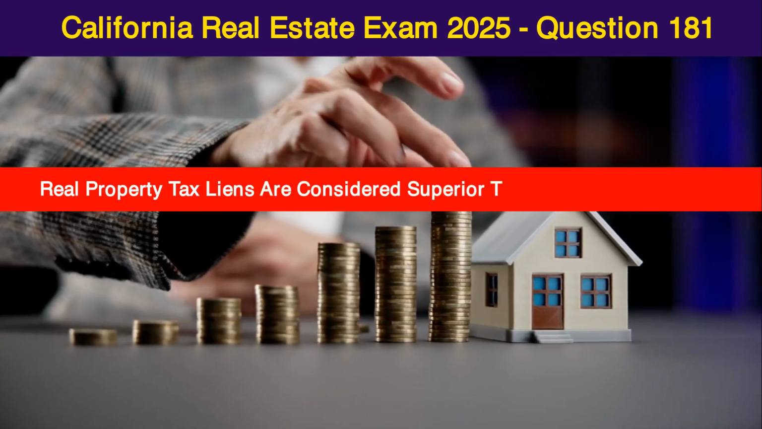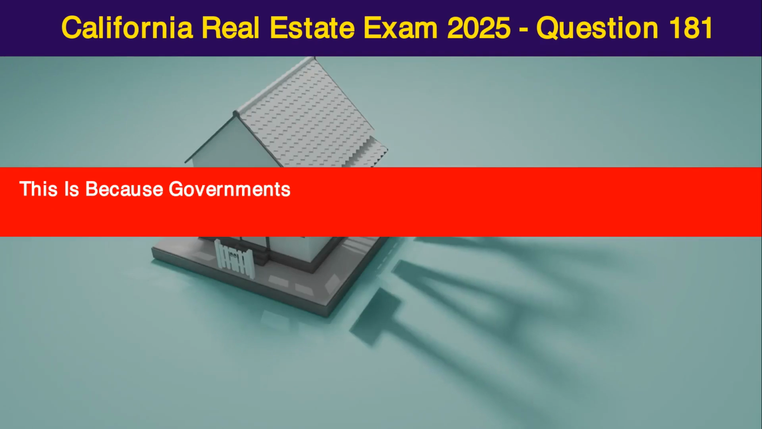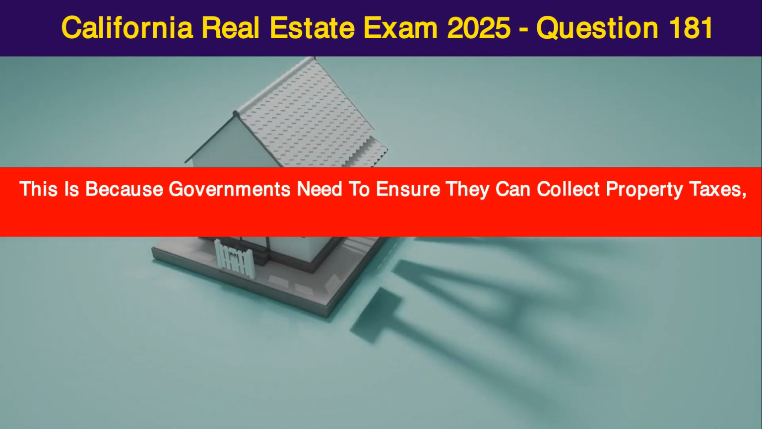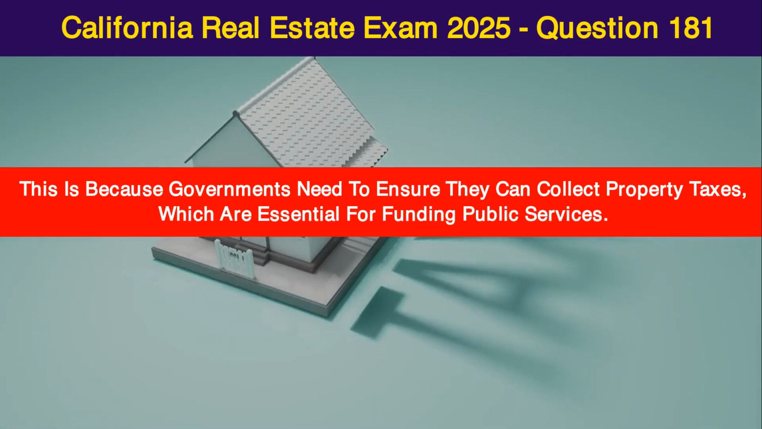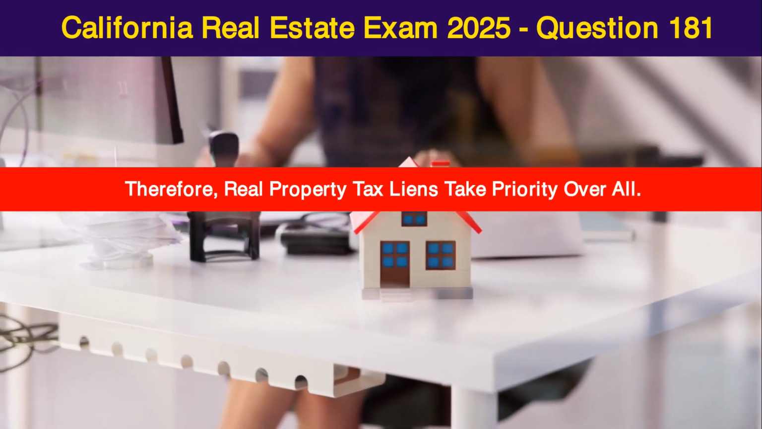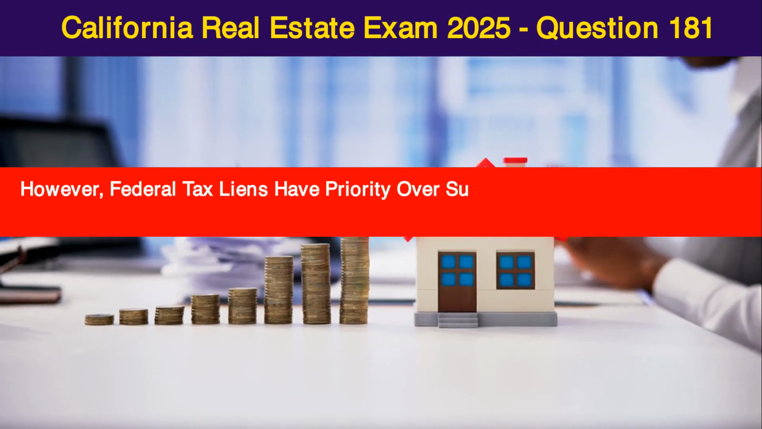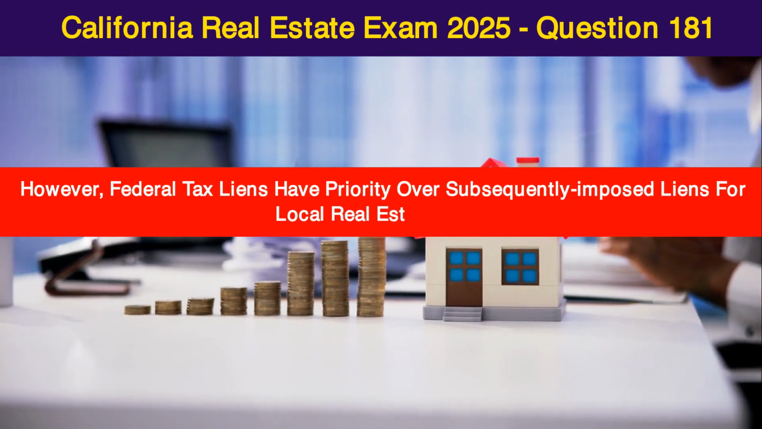Real property tax liens are considered superior to almost all other liens. This is because governments need to ensure they can collect property taxes, which are essential for funding public services. Therefore, real property tax liens take priority over all. However, federal tax liens have priority over subsequently imposed liens for local real estate taxes.